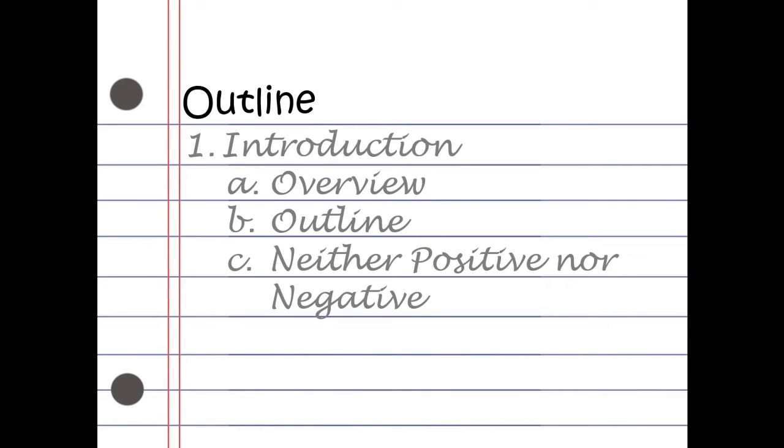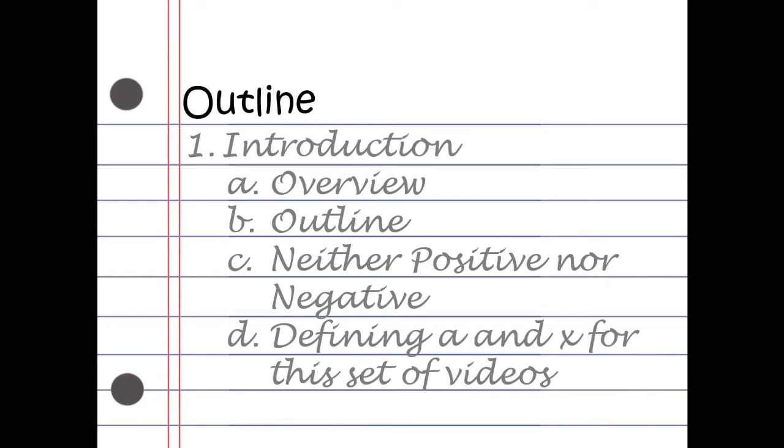First is an overview, which was a previous slide. Then is an outline, which I'm going over right now. Then I'll be talking about zero as neither positive nor negative. And then I'll be defining the variables a and x for the set of videos.